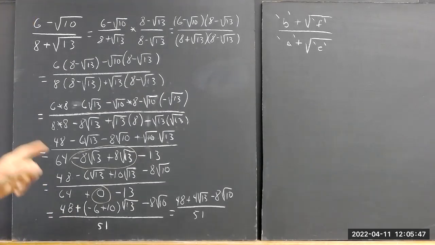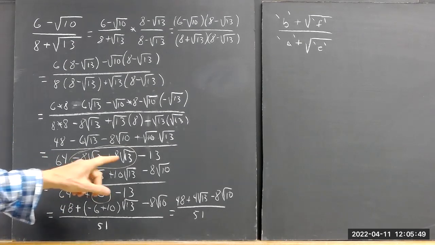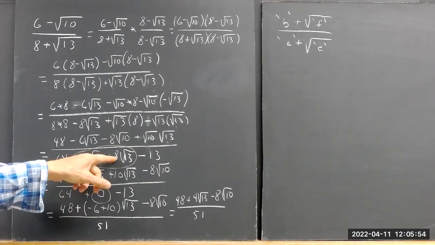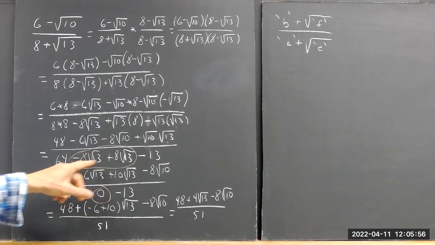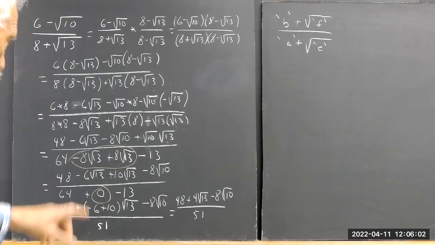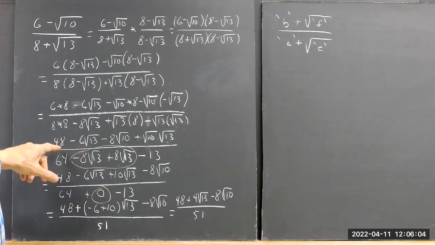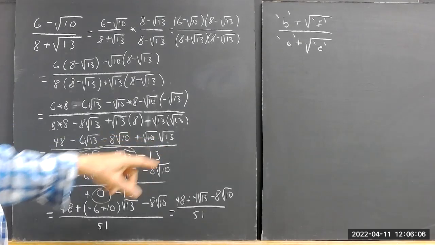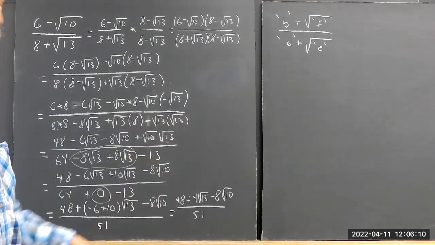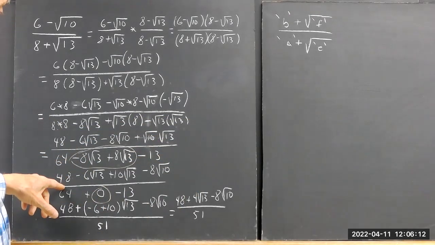Okay, now we note that we have a negative 8 square root of 13 and a plus 8 square root of 13, which gives us 0, because these are equal and opposite. Then let's note that 48 doesn't combine with anything else, because 48 doesn't have a square root of 13 or a square root of 10 or any of that stuff. So there we have it.